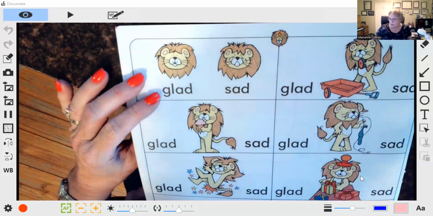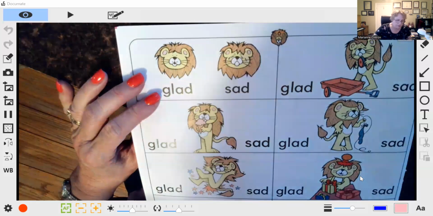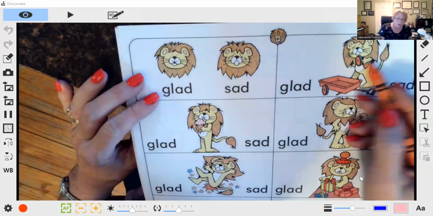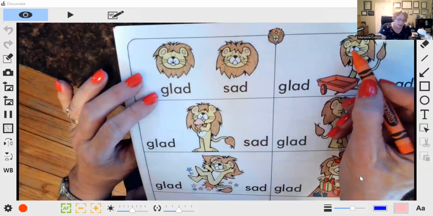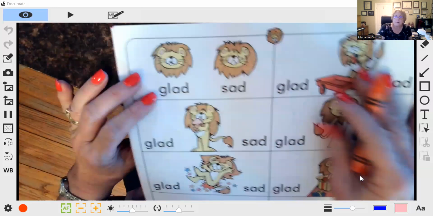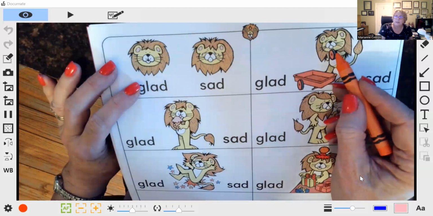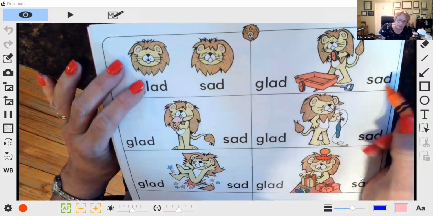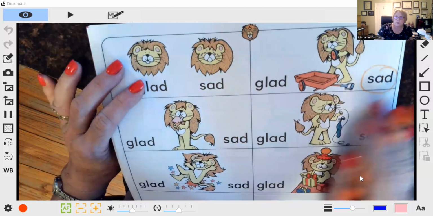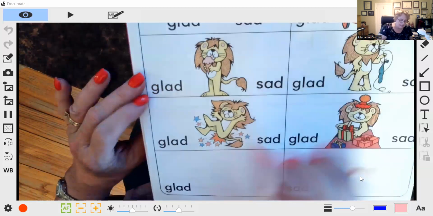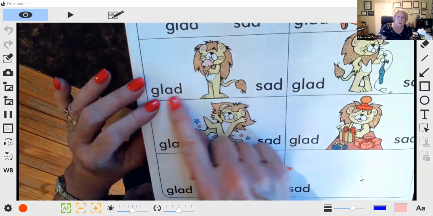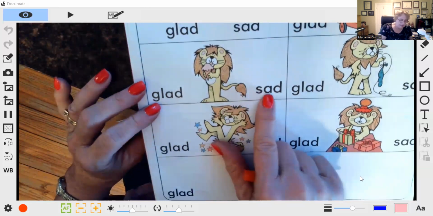And let's get a color crayon. I'm going to get orange. We're going to go from left to right, okay? Is this lion glad or sad? He's sad because he has a broken wheel. Is this lion glad or sad? He's glad.